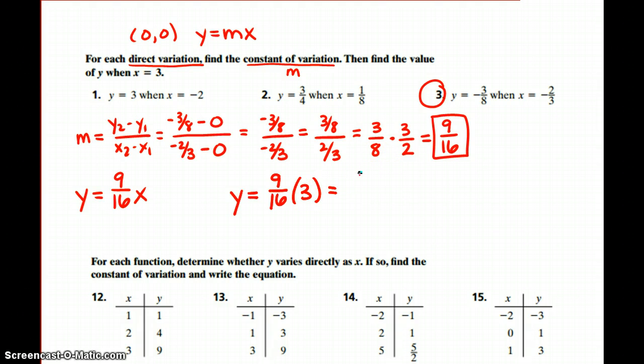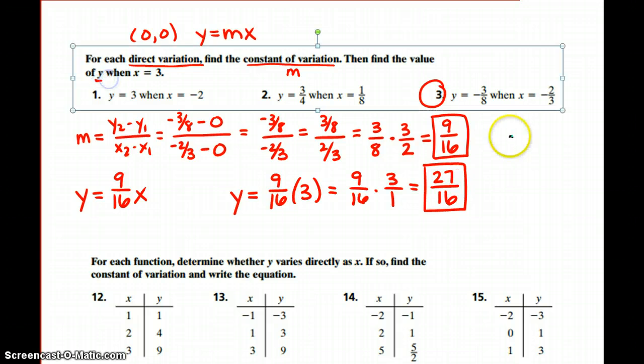Remember that this is really the same as writing 9 over 16 times 3 over 1. And so you can do 9 times 3, which is 27, and 16 times 1, which is 16. You could try to reduce, but 3, nope, nothing else. So this would be the second part of my answer, finding the value of y. So here is my constant of variation, and here is my value for y. Okay, so that was one homework question that students asked.